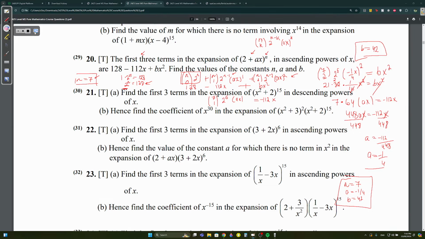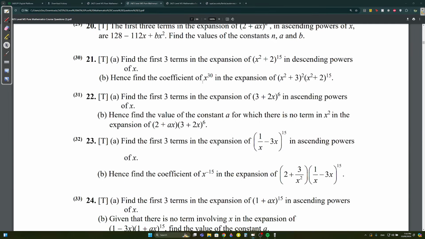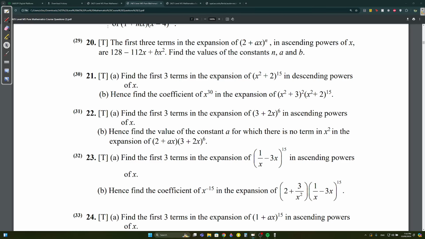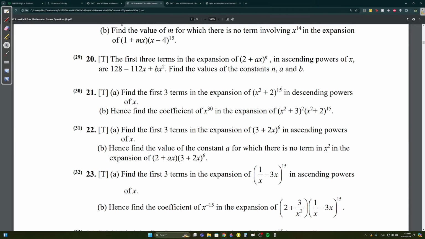Okay, question 21. Find the first two terms of this expansion in descending powers of x. Okay, and then find the coefficient of. Oh, okay, let's stay here. Okay, the first three terms. x squared plus 2 to the power of 15. Okay. How do we expand this? Let's expand. We want the first three terms, so let's start.